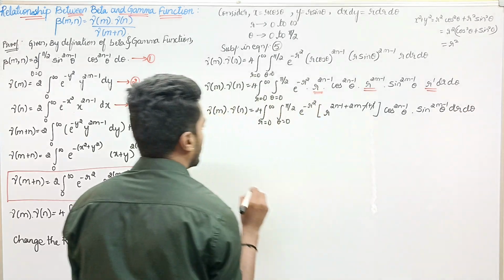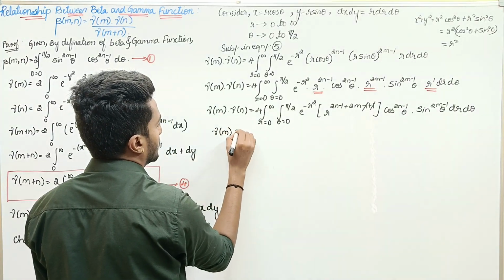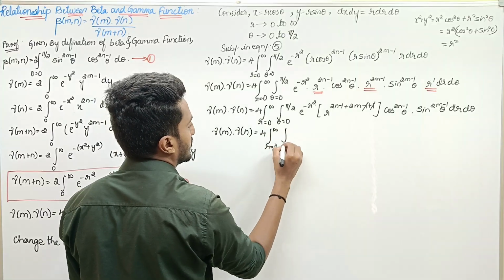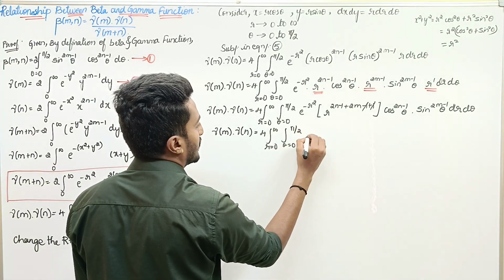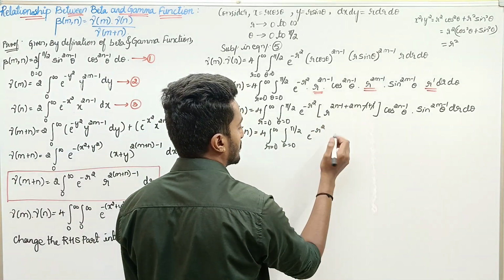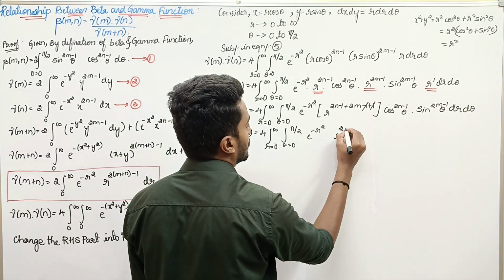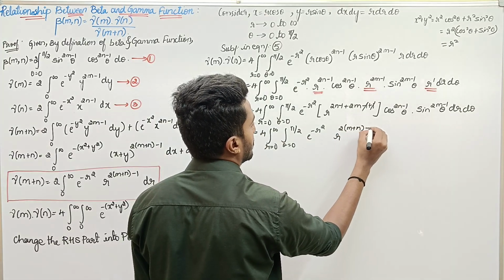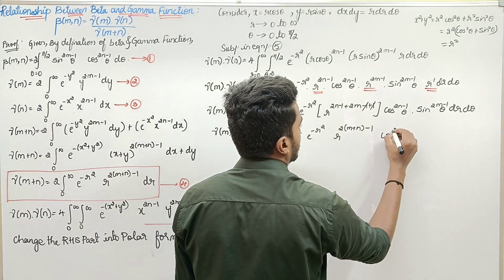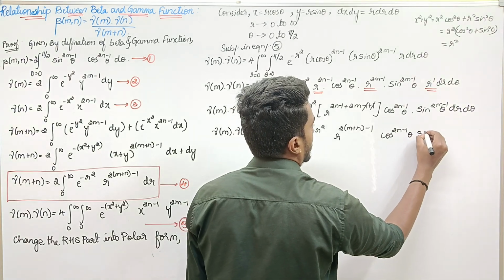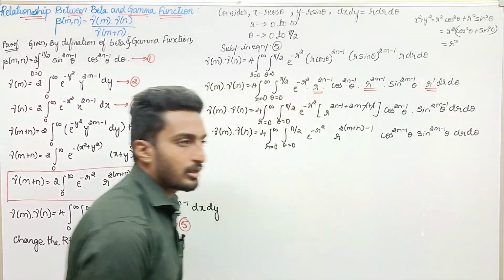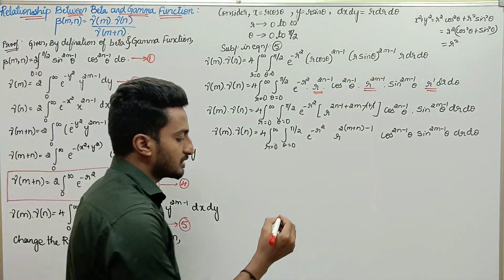Now gamma of m into gamma of n is equal to 4 into integral r varies from 0 to infinity, theta varies from 0 to pi by 2, e to the power of minus r square, and r to the power of some value, which can be written as r to the power of 2 into (m plus n minus 1), into cos 2n minus 1 theta sin 2m minus 1 theta dr d theta.